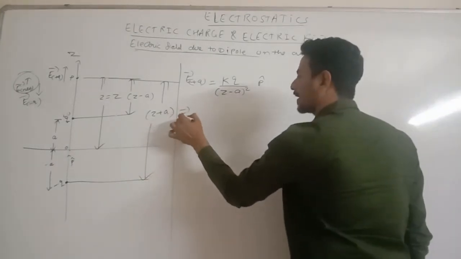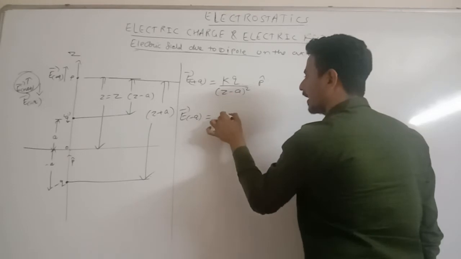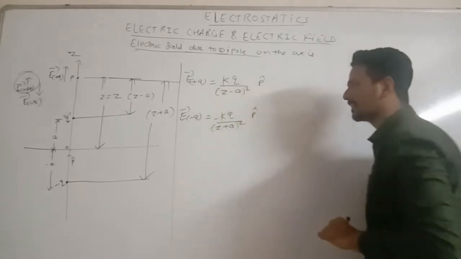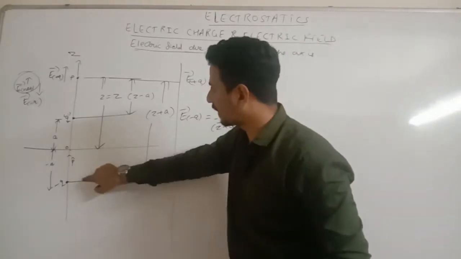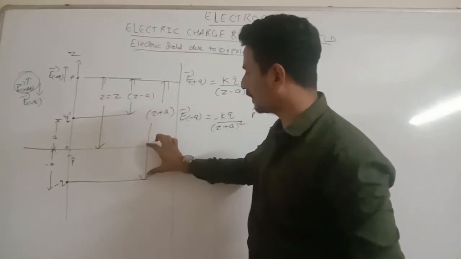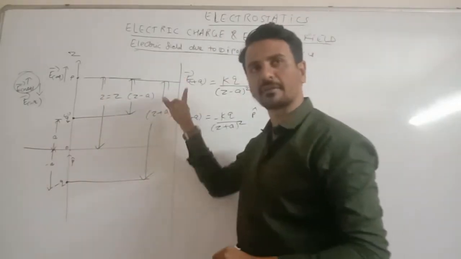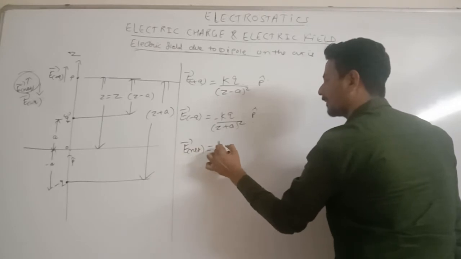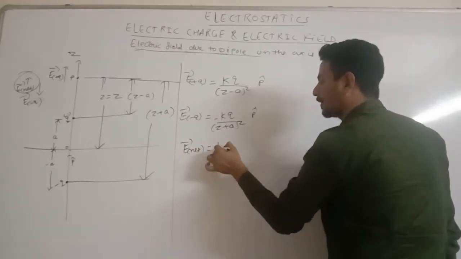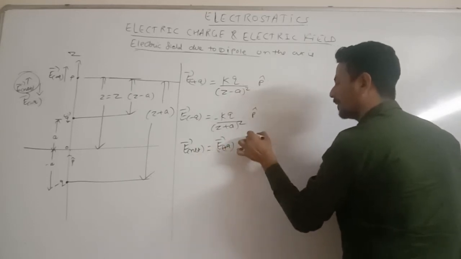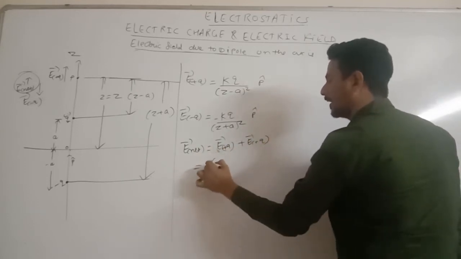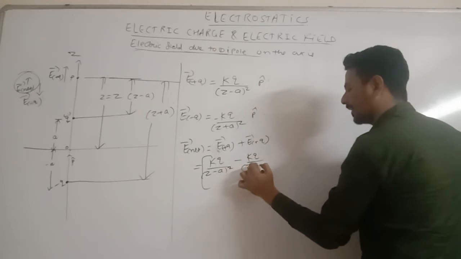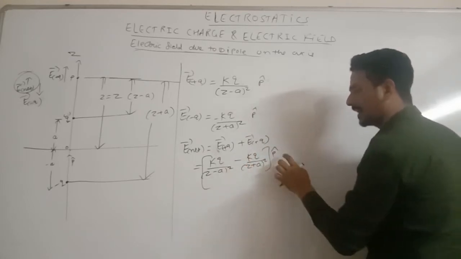Okay, now electric field because of negative charge will be kq by z plus a the whole square into p caret, right? Minus kq by z plus a the whole square, because negative charge is at a distance of z plus a. This is a, this is z, so the total distance will be z plus a. So finally the net electric field will be, we can use superposition principle, electric field because of positive charge plus electric field because of negative charge, right? So it is finally kq by z minus a the whole square minus kq by z plus a the whole square into p caret. P caret is to show the direction.